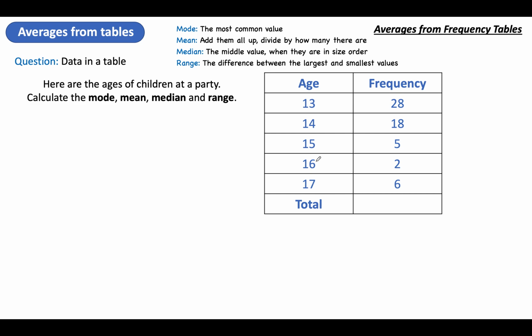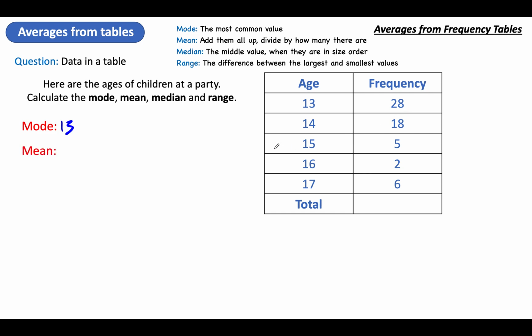Okay, I have unpaused. That was quite quick, wasn't it? I bet I caught you out there. Right, firstly, the mode, the one with the biggest frequency. Well, that's the top one. That's age 13. So age 13 is the mode, because it's the one there's most of. Apparently lots of young people went to this party.